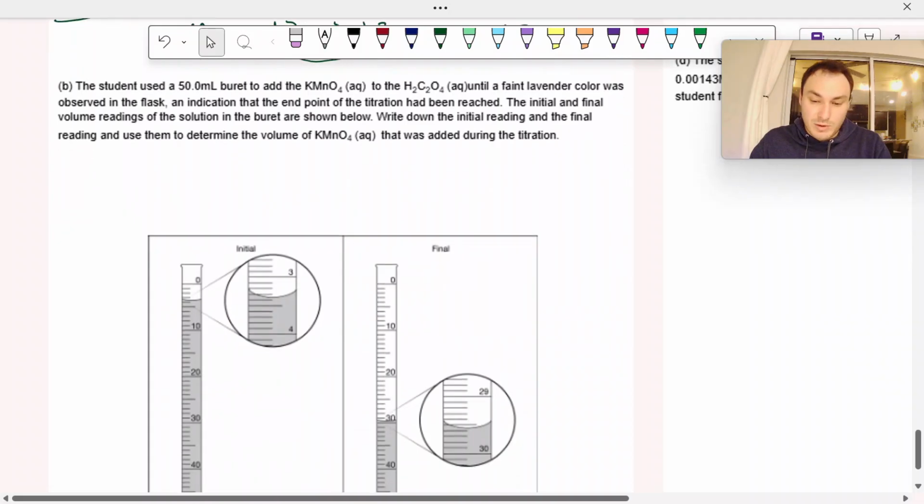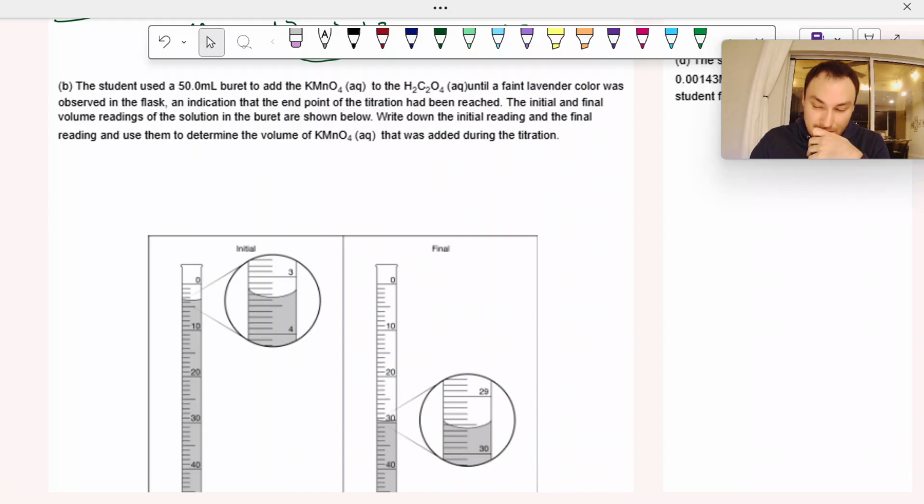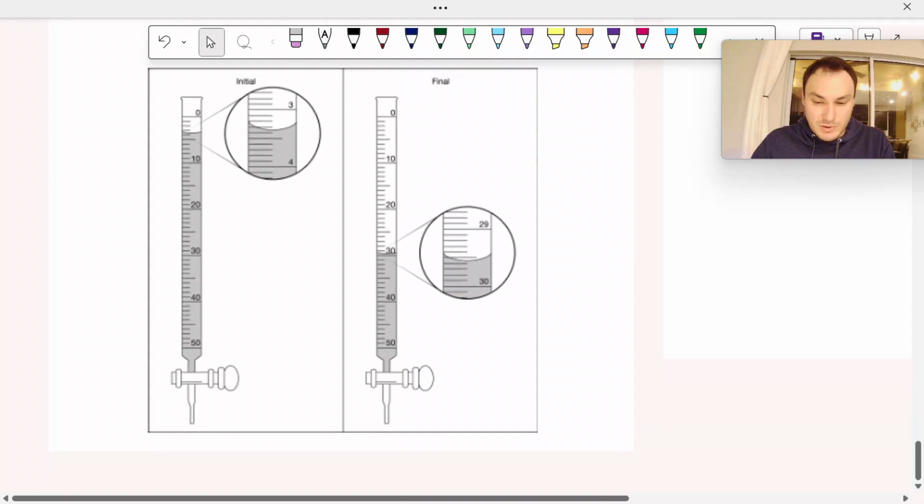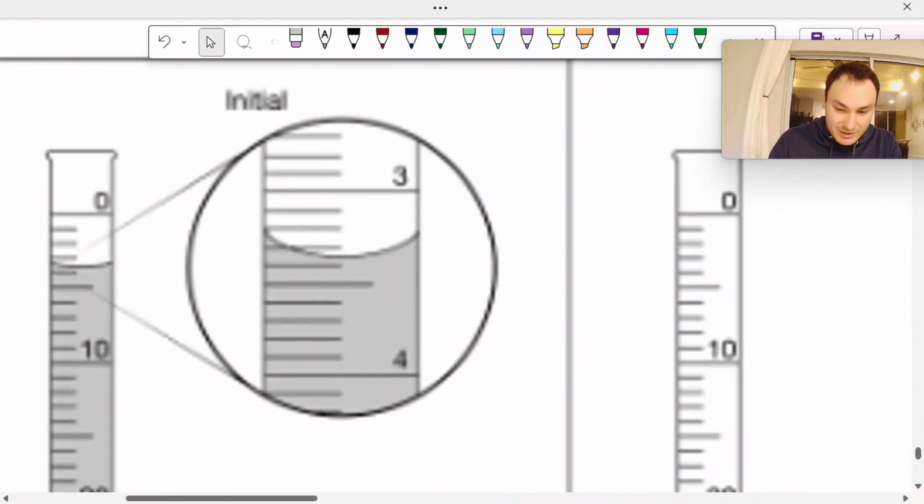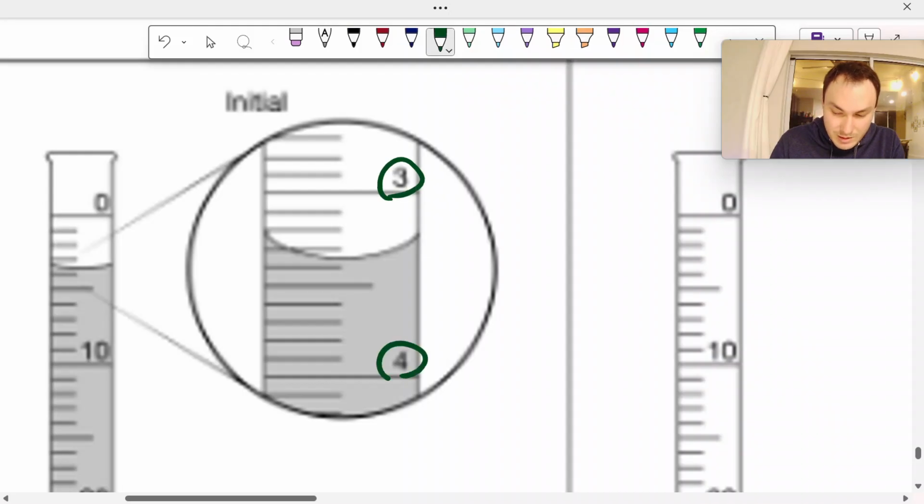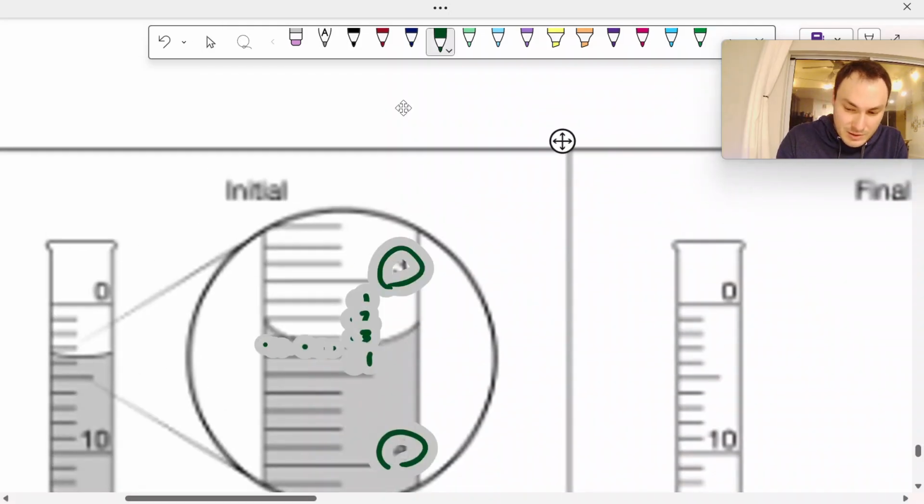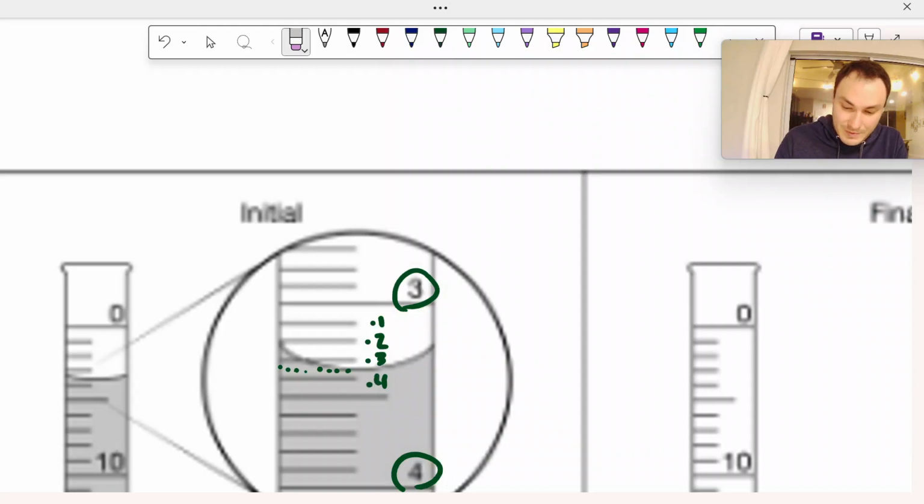The student uses a 50 milliliter burette. I don't care about the faint lavender color. We're looking for the initial and final readings on this burette. Okay, so enhance. We're in between 3 and 4. So this is 3.1, 3.2, 3.3, 3.4. I would say we're halfway between 3.3 and 3.4. So I would read this as 3.35 milliliters.